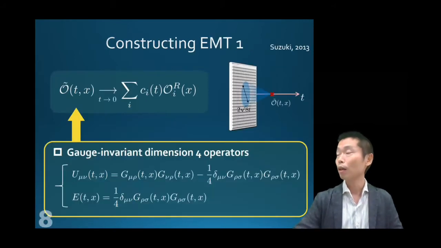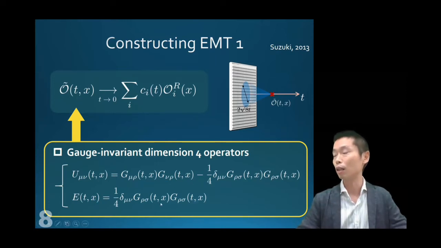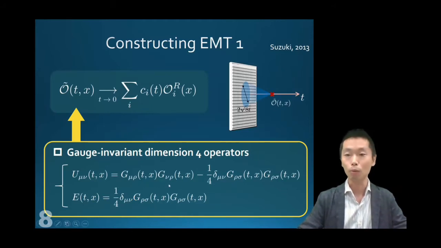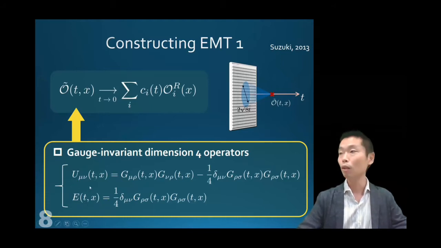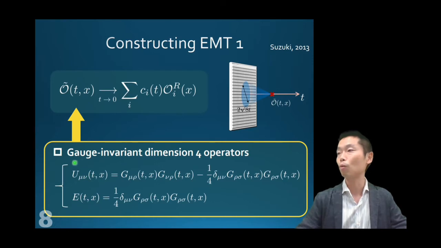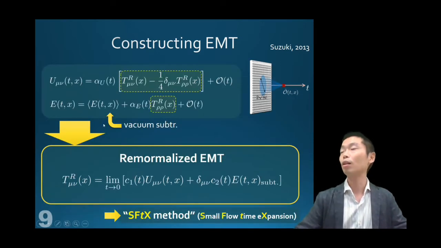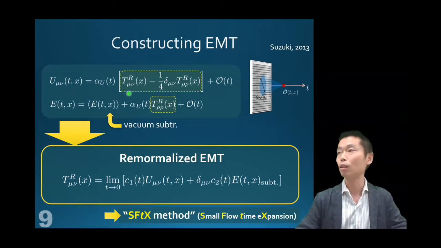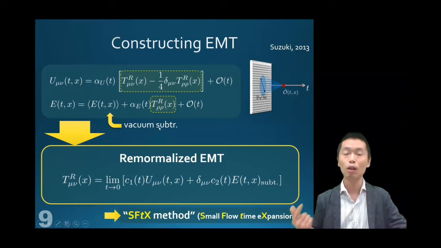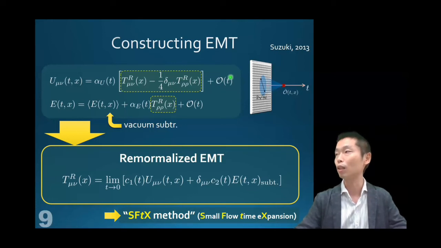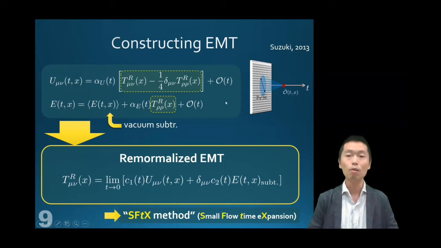Okay, and in order to construct the EMT, we consider these two operators on the left-hand side. They look like the energy momentum tensor, but they are not, because they are operators at non-zero flow time. Then we consider the small flow time expansion of these two operators. Then there appears a constant, and the next one is the energy momentum tensor, because the energy momentum tensor is the lowest dimensional operator which is gauge invariant. As a higher order term, there would exist higher dimensional operators, but from the dimensional argument, we argue that they are order T. So in the small flow time limit, they are neglected.